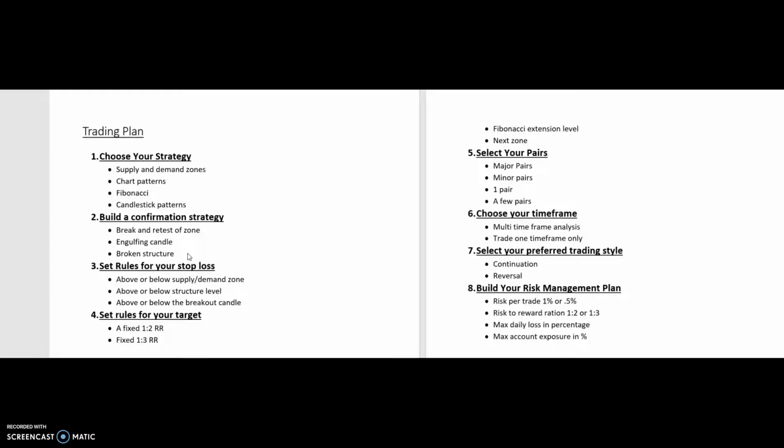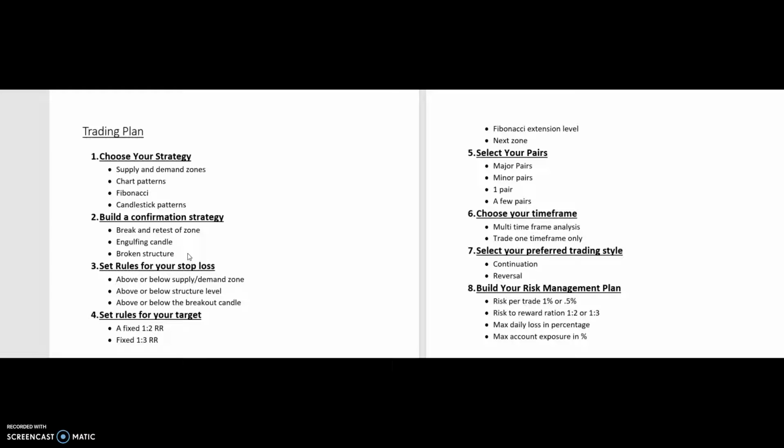I probably move my stop loss to a 2RR or 3RR, but as far as a target, Fibonacci or the next zone. That's how I like it. I feel like you can get more bang for your buck that way.